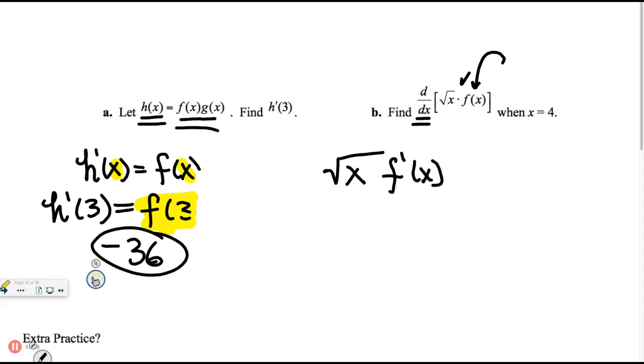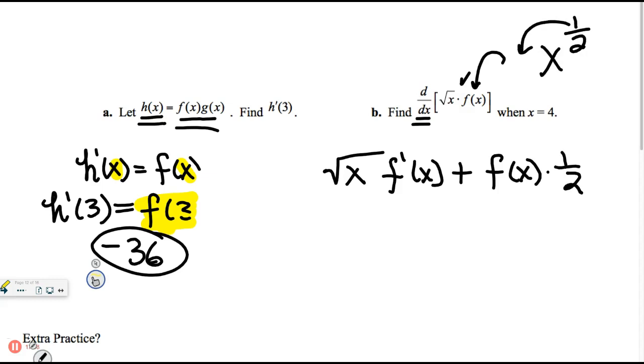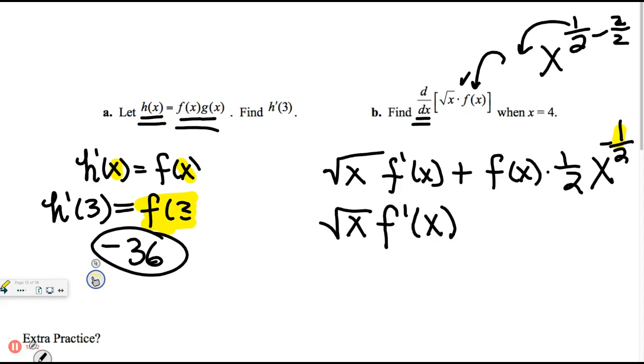That's first d second. Plus second is f of x. D first I do know. The derivative of x to the 1/2 is power out front, 1/2, drop it by 1, disguised as denominator over denominator, so x to the negative 1/2. Or equivalently, root x, f prime of x, plus f of x, and then this is 1 over 2 root x. Okay? Now, we're doing this at 4.